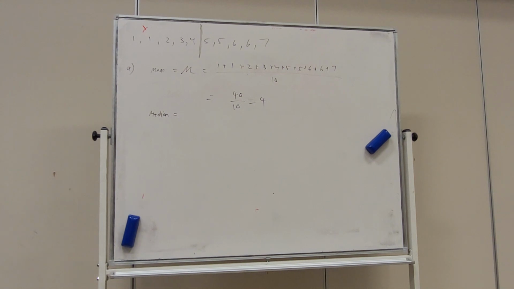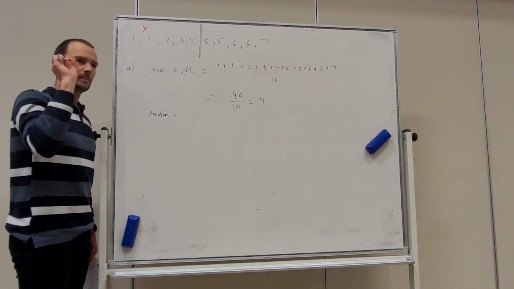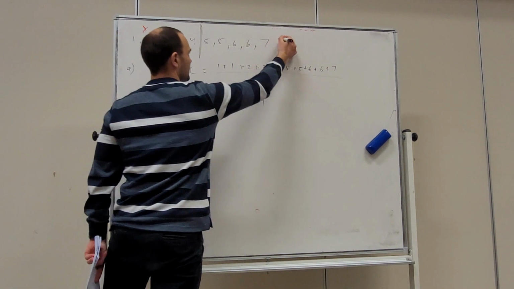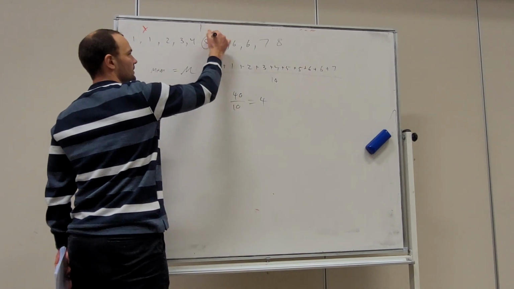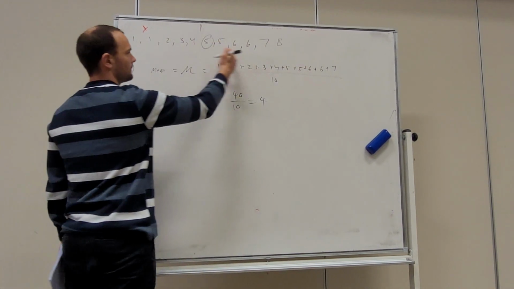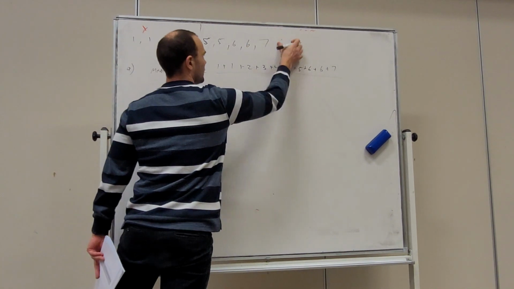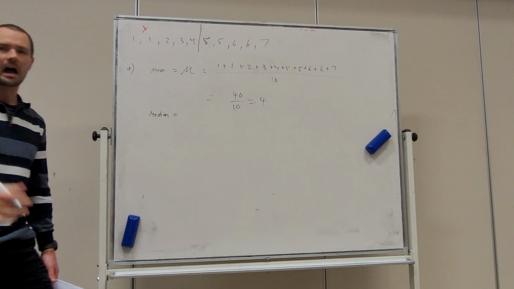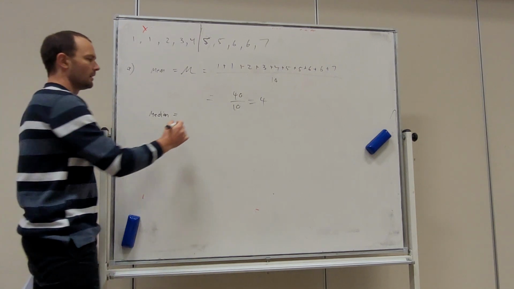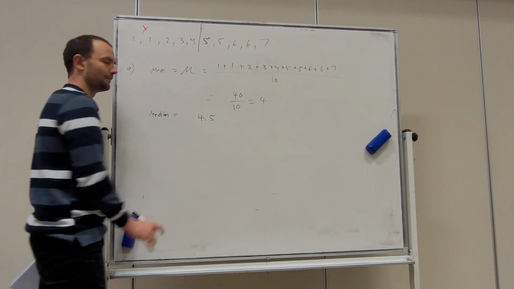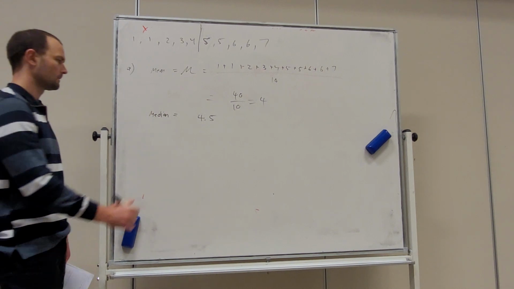If we had an odd amount of data pieces, if I were to tack another number on here, then this would be the middle data piece because we have 5 there and 5 there. We don't have an odd number, we've only got an even number, which means the median has to be halfway between 4 and 5. Halfway between 4 and 5 is 4.5.